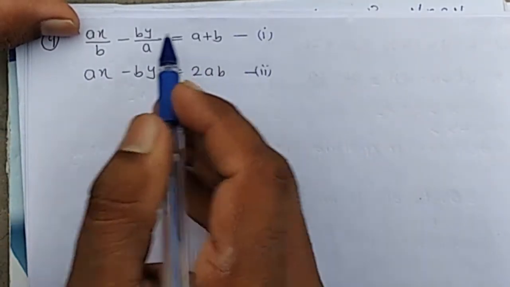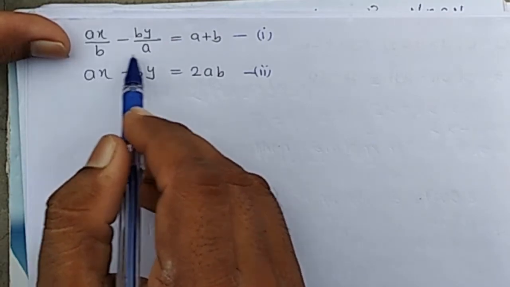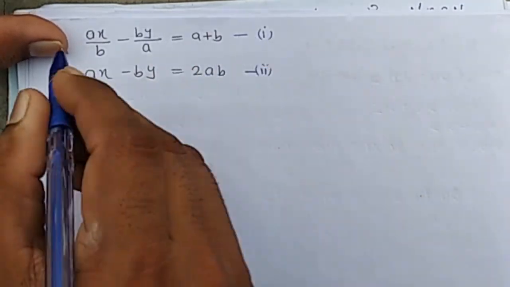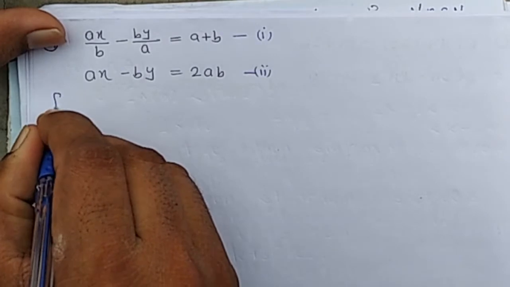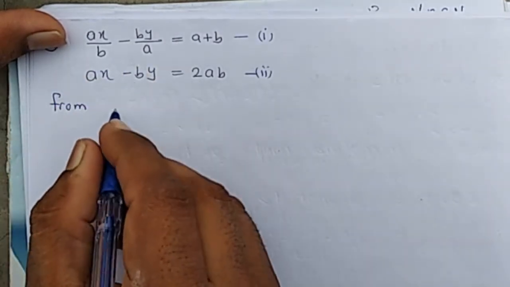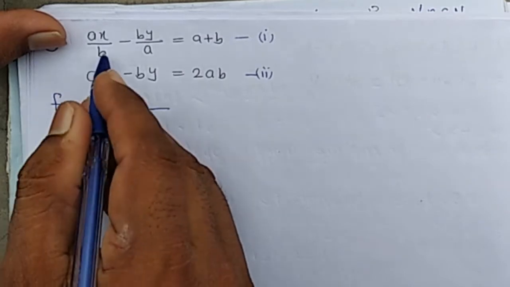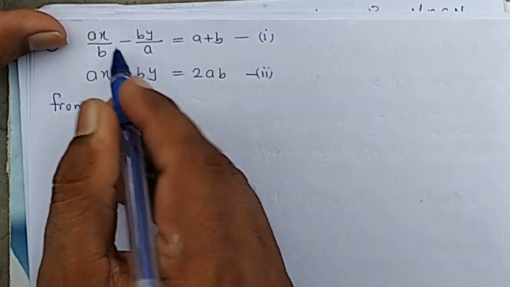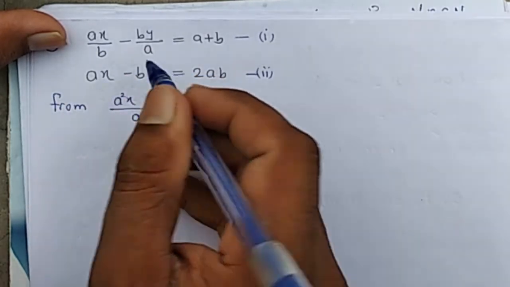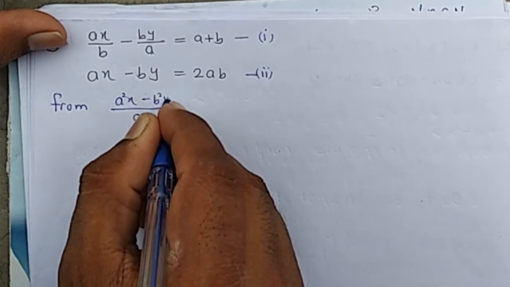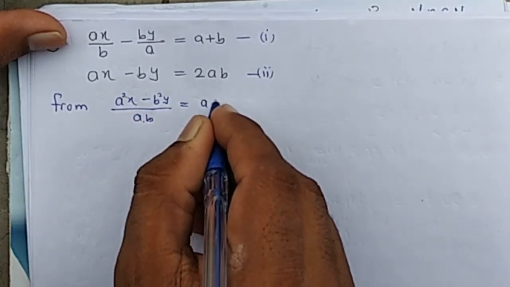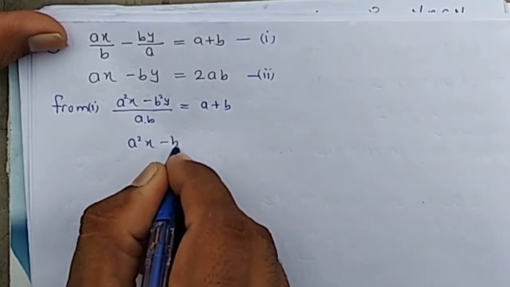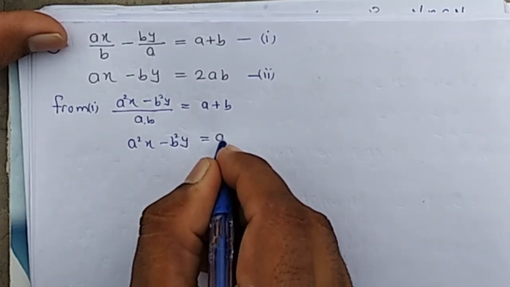Firstly, we remove the fraction of equation 1. Means we multiply it by AB or take LCM. We have from 1, LCM is AB. AB is divided by B, we have A. Multiply it, then A square X and B square Y equal A plus B, then A square X minus B square Y equal AB.